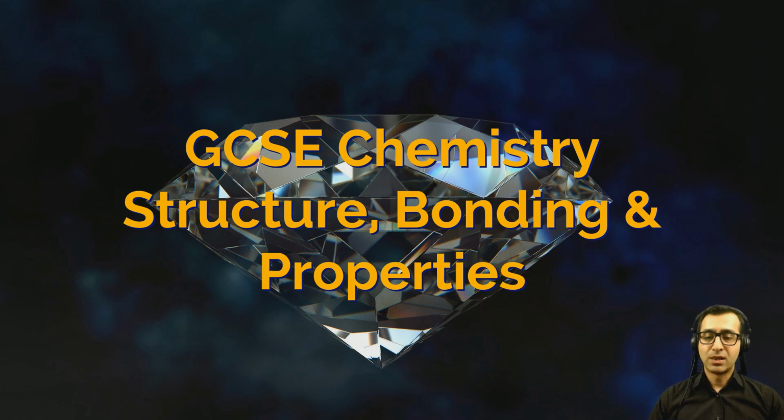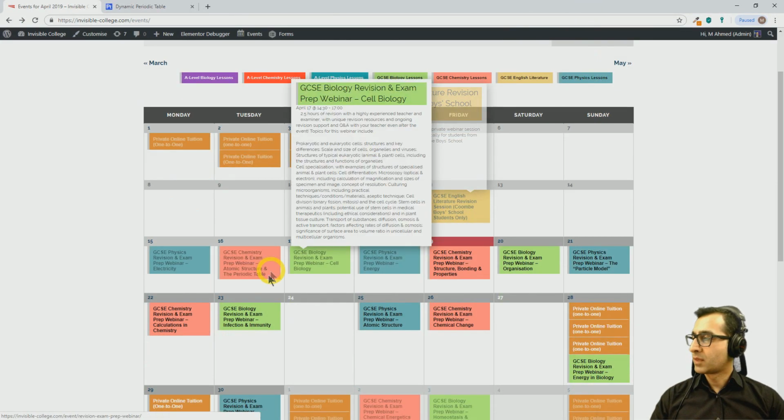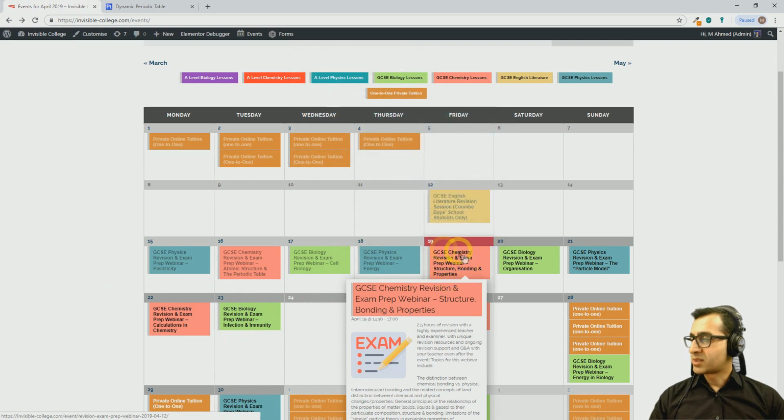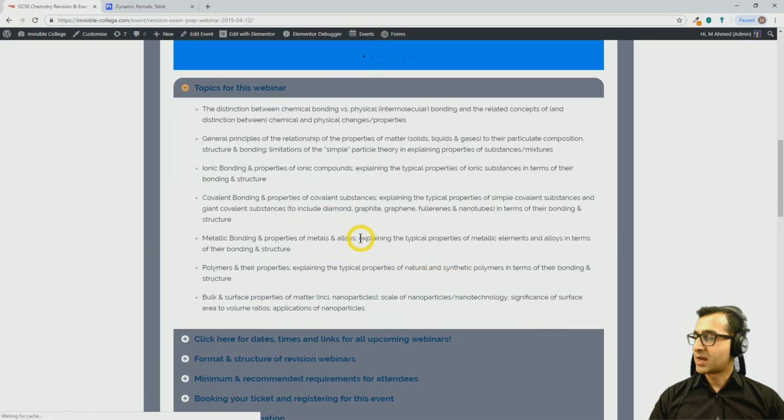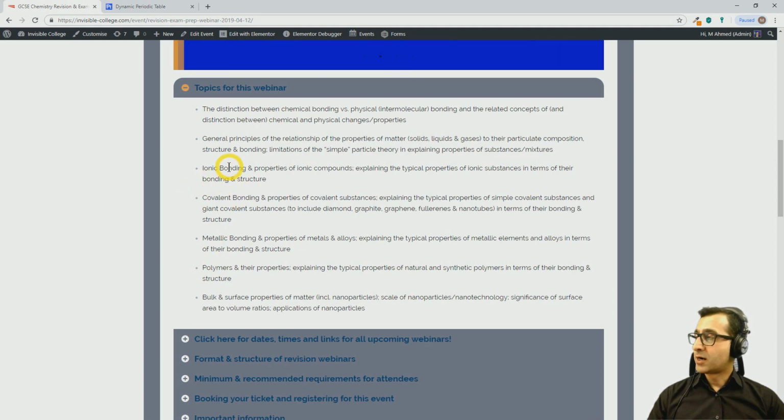Now, in keeping with the format of the previous ones, I'm going to be going through the topics for this webinar in the order in which they were voted. So here we are, this is today's one, structure, bonding and properties. And this is the list of topics for this webinar. Most of the students in attendance today voted for the topics which they considered to be the most challenging, or perhaps the ones they wanted me to go into first. And so I'm going to be going through these in the order in which they received votes.